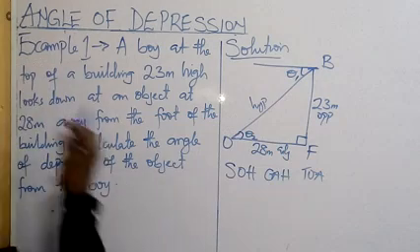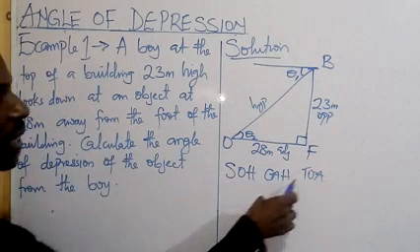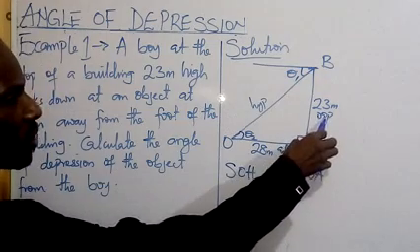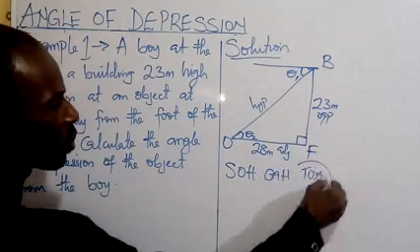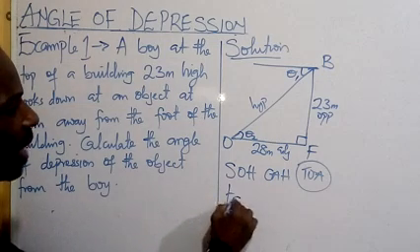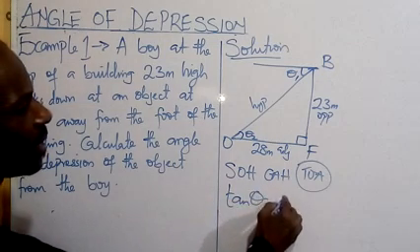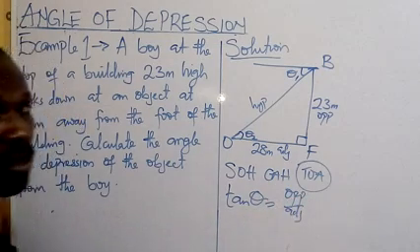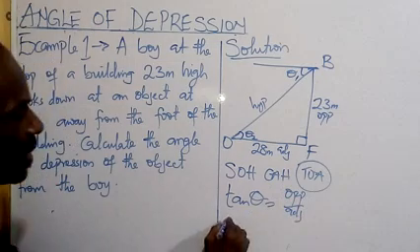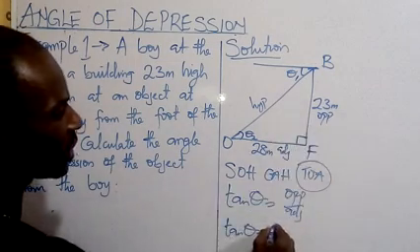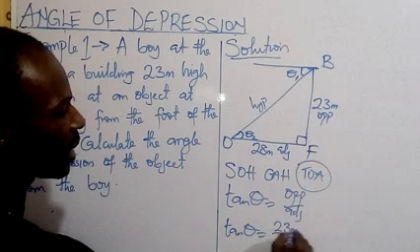So which of the sine, cosine, and tangent are we going to use? Look at it. Opposite was given. We have adjacent. We consider the tangent. Therefore, we say tan theta equals opposite over adjacent. All right. So tan theta. So what is our opposite? You have 23 meter.